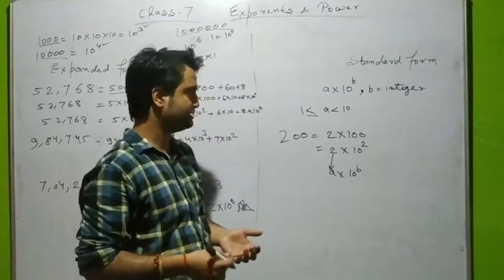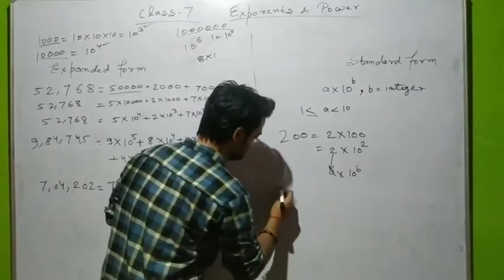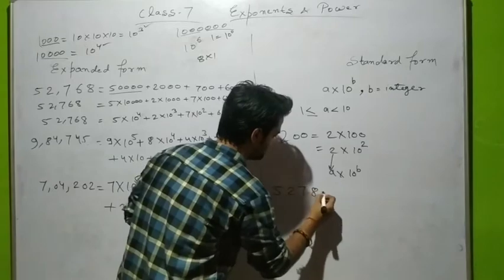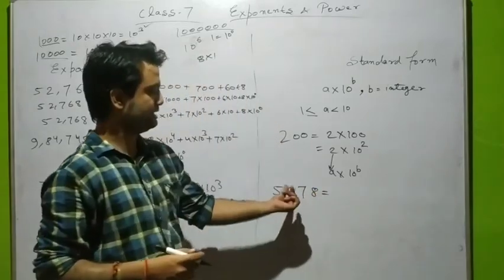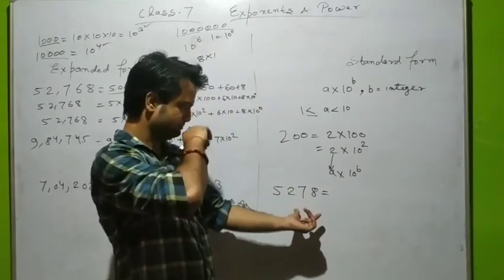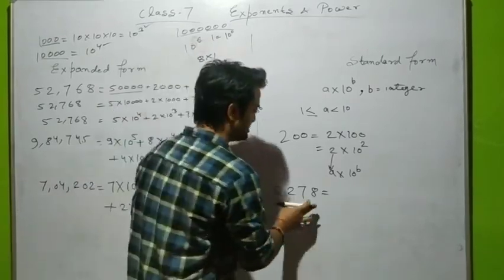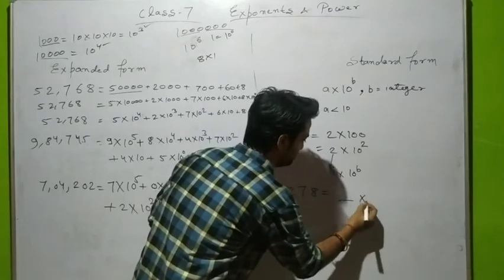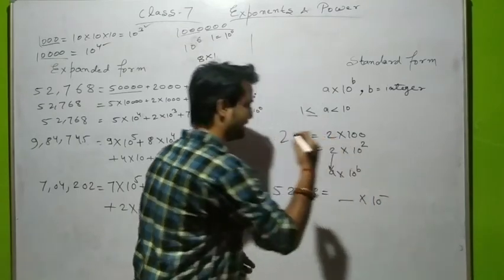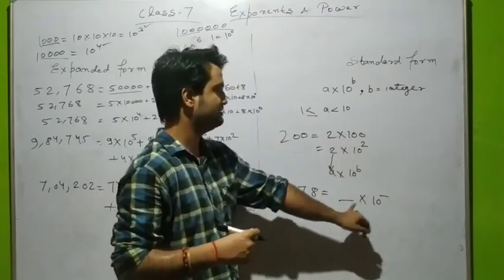Let's have a look at another example. Suppose we have to write 5278 in standard form. So how will you write? Firstly, I have written the form. I will just put the value of A and B.